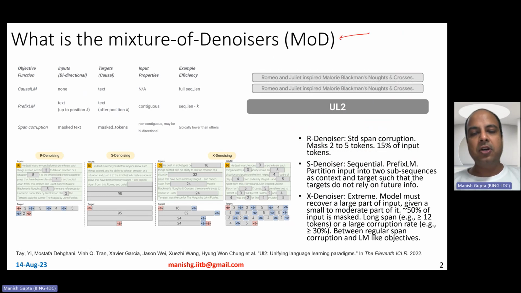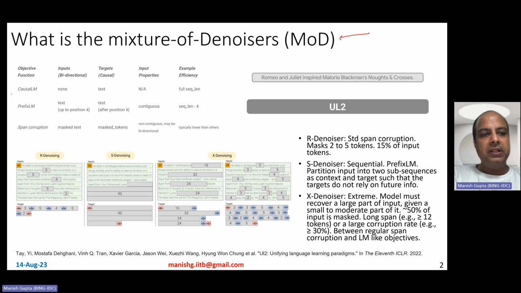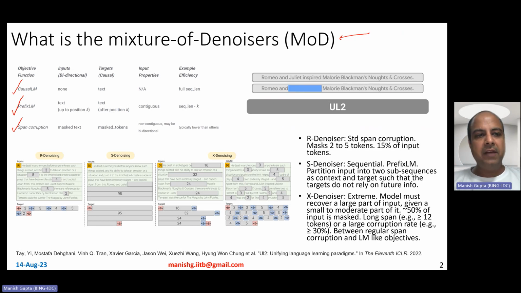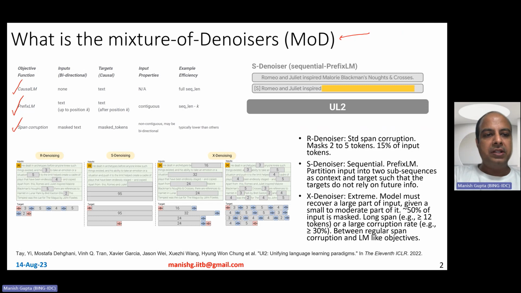And even before that, let's talk about three popular denoising strategies which have been used in several pre-trained language models, right? So these are these three objective functions: causal language modeling, prefix language modeling, and span corruption. So span corruption is the most common one, right? BERT uses it, T5 uses it. So the idea is that you have some sentences or input text and you basically mask out approximately 15% of those things. And the target is essentially, of course, those mask tokens. So you want to predict the right token for those masked placeholders.